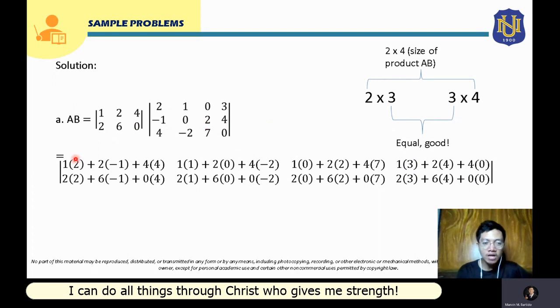So solving for the values, these will be the elements now of the product of A and B. 1 times 2 plus 2 times negative 1 plus 4 times 4, that will be 16, right? And then we have here 1 times 1 plus 2 times 0 plus 4 times negative 2, that will be negative 7. And we have here 1 times 0 plus 2 times 2 plus 4 times 7, that will be 32.